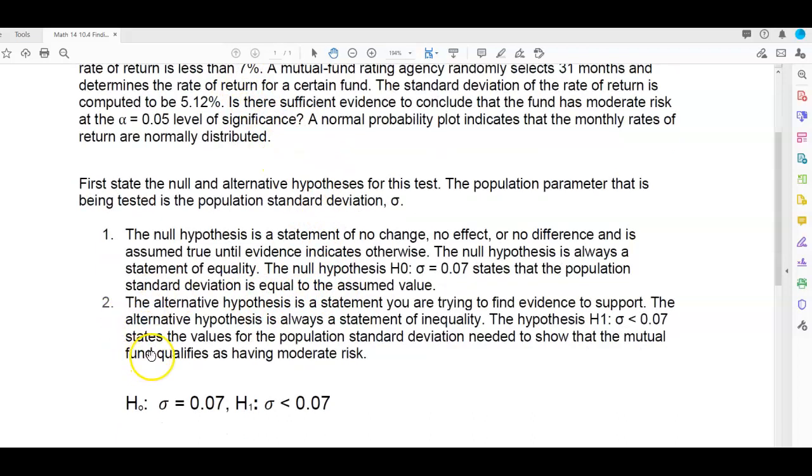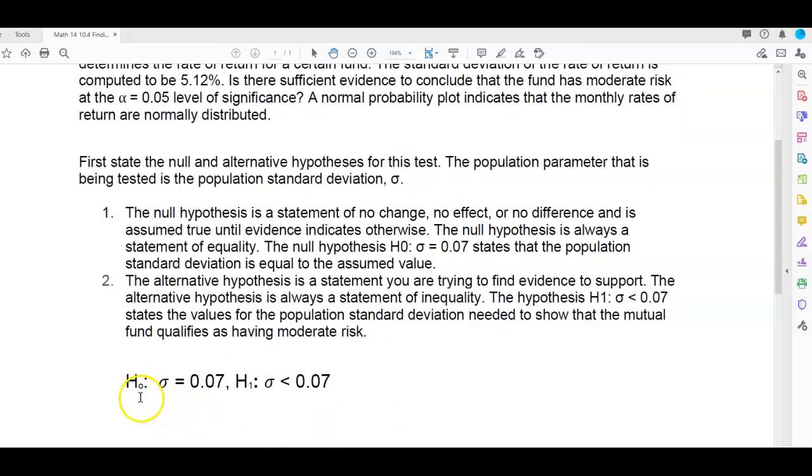Number 2, the alternative hypothesis is a statement you are trying to find evidence to support. So the alternative hypothesis is always a statement of inequality. So the alternative hypothesis is that the population standard deviation is going to be less than 0.07, which states the values for the population standard deviation needed to show that the mutual fund qualifies as having moderate risk.